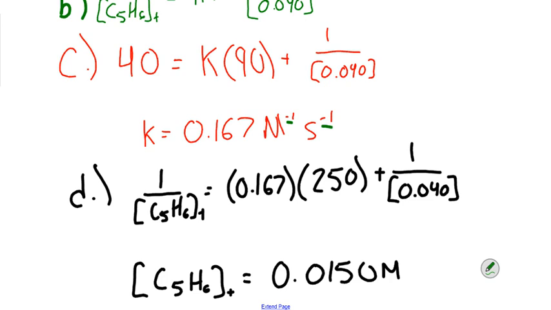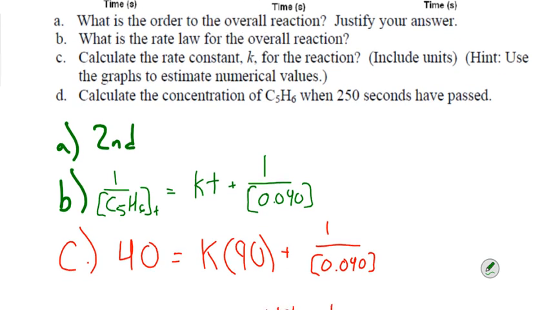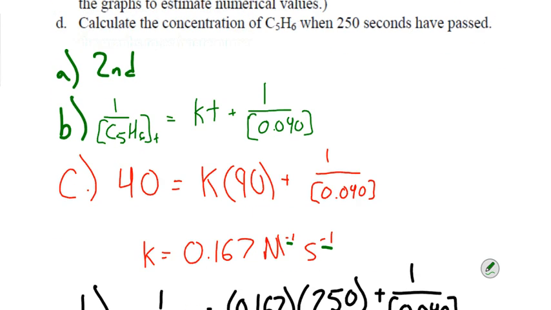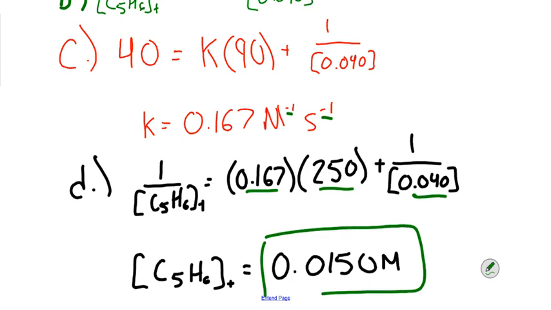Last thing is it says, calculate the concentration when 250 seconds have passed. So now that I know what k is, I can solve for the concentration at a particular time. I just take k times the time it wants plus, again, our 1 over initial concentration, plug and chug, and we get 0.015 molar.